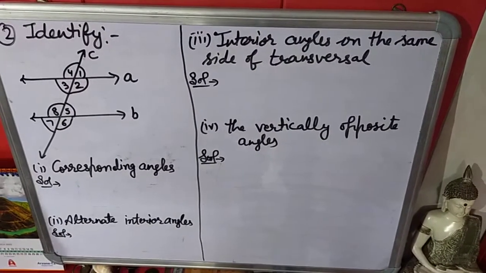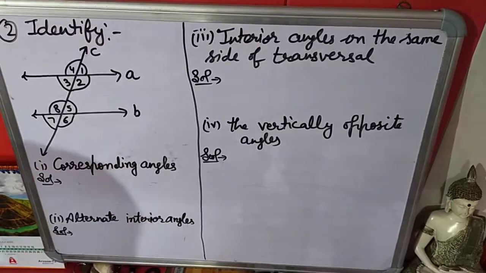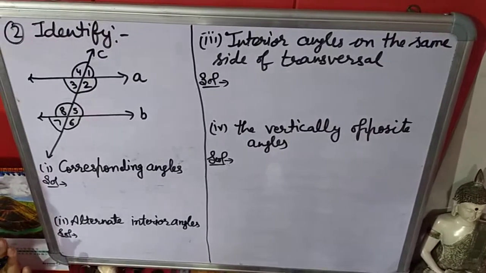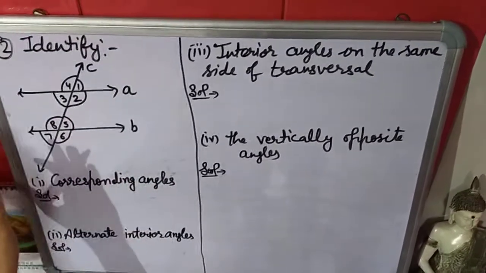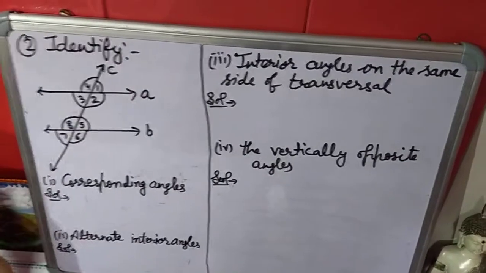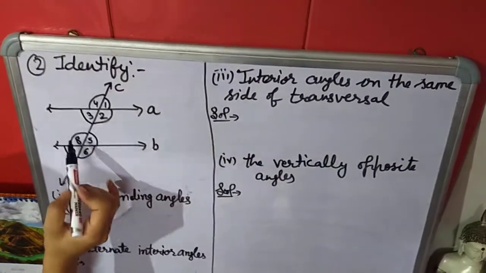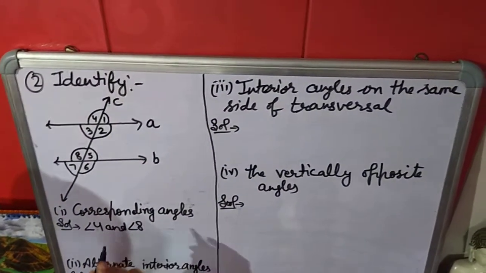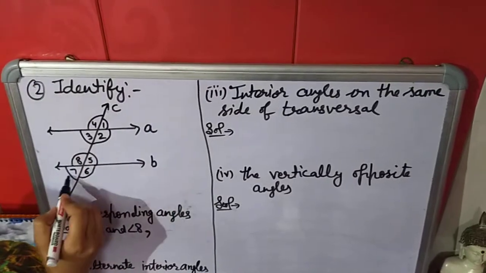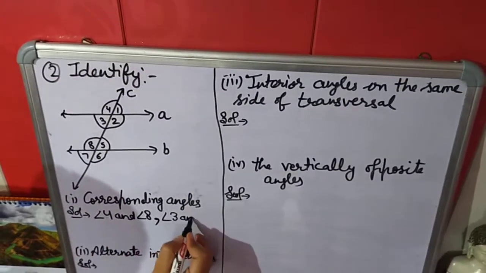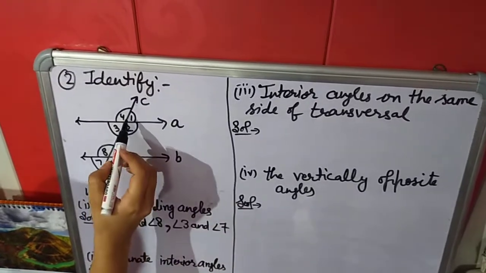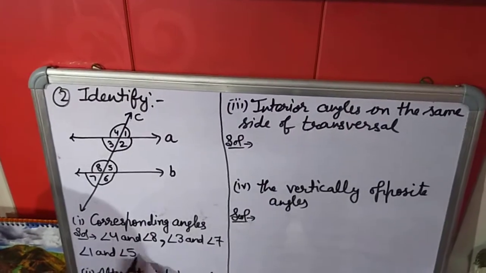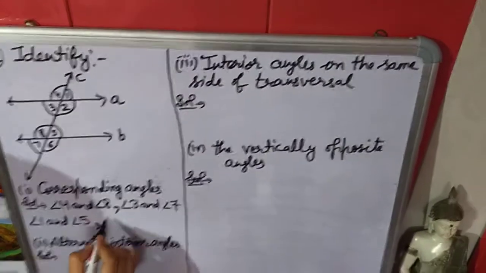Second question is identify following angles from this figure. First is corresponding angle. You have to write all pairs of corresponding angles. Corresponding angles means one is exterior, one is interior, and both are on the same side of transversal. Now first pair is angle 4 and angle 8. Next pair is angle 3 and angle 7. Next angle 1 and angle 5. Next angle 2 and angle 6.